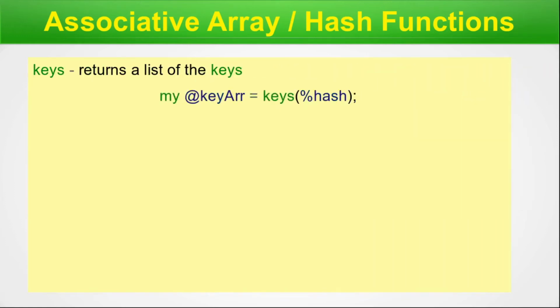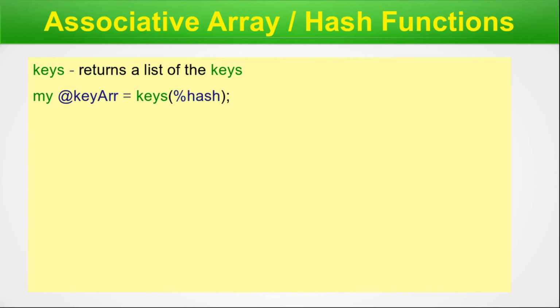Associative array or hash functions. So far we have seen a couple of functions like keys and each, which I showed you in the previous slides. Let us see what all the hash functions are and what purpose they are made for. Here we can see keys returns a list of the keys: my @key = keys %hash. Okay, so this will return all the keys. We have already seen that. I'm repeating it here because we are listing all the hash functions in this particular slide.